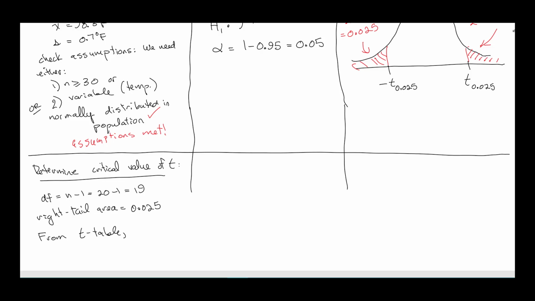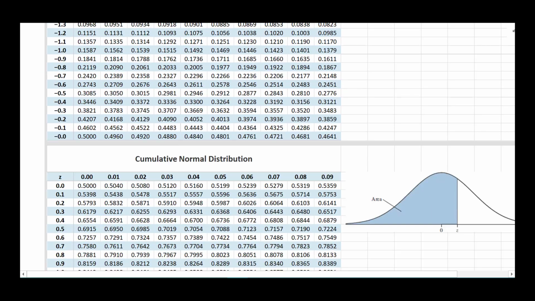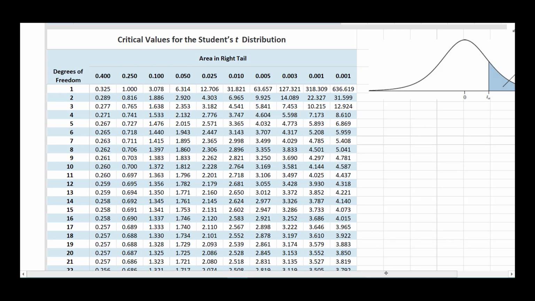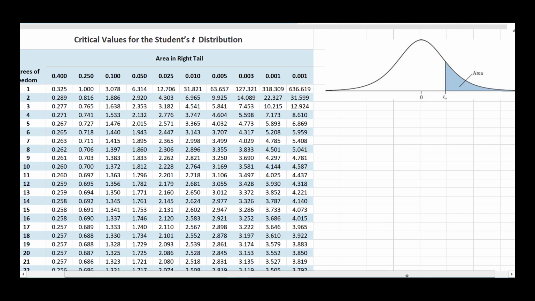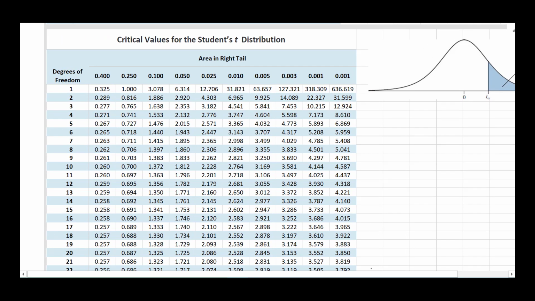So from my T-table, I'm going to go over here to my tables. I'm going to scroll down to my T-table. You can see in that picture of my T-table, just to refresh your memory, that this right area is shaded, and so that's the area that is referred to in the table. So that is the right tail area, and the degrees of freedom are down the left side. So what is our right tail area? 0.025, and they've got common values here. So 0.025, and my degrees of freedom is 19. I follow those, and where do I end up? I end up here at 2.093. So that is the number that I want.